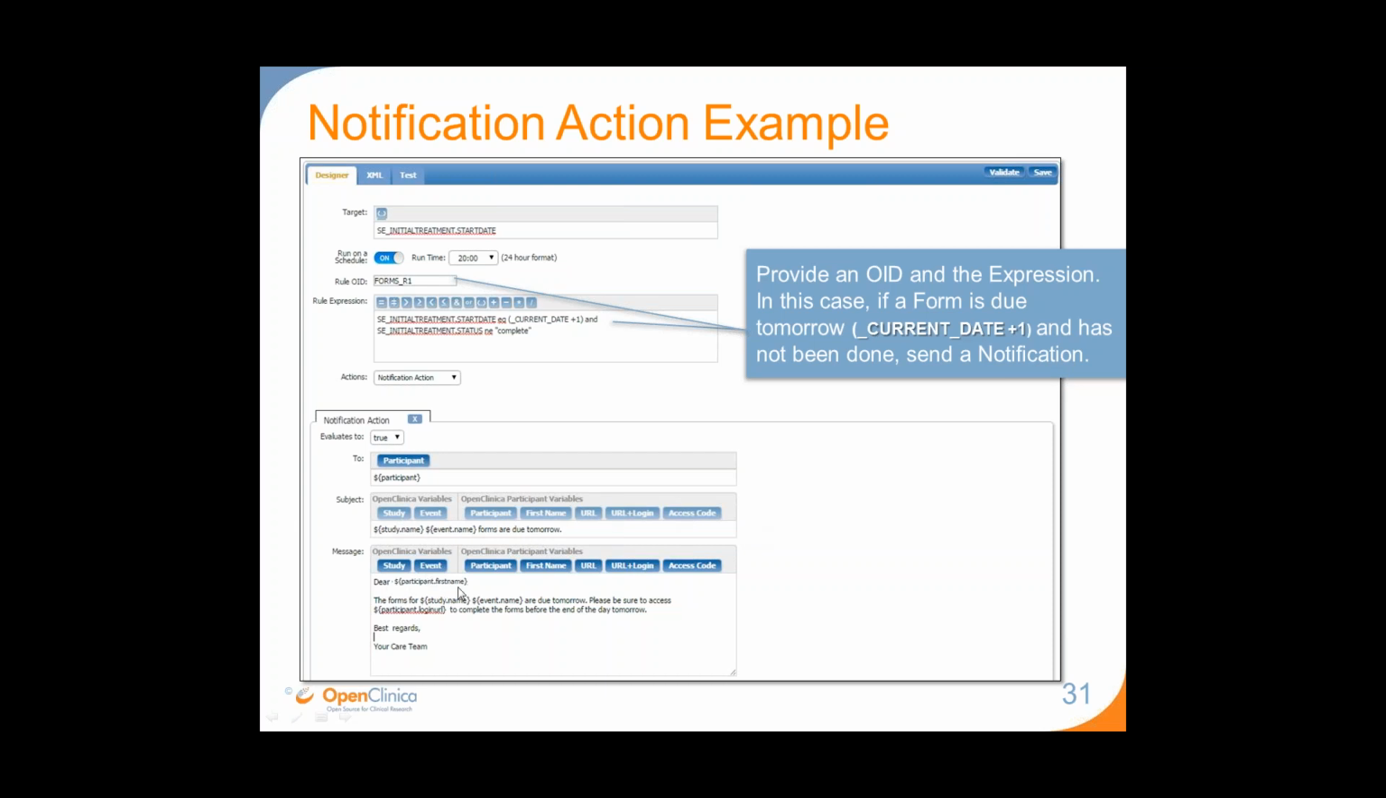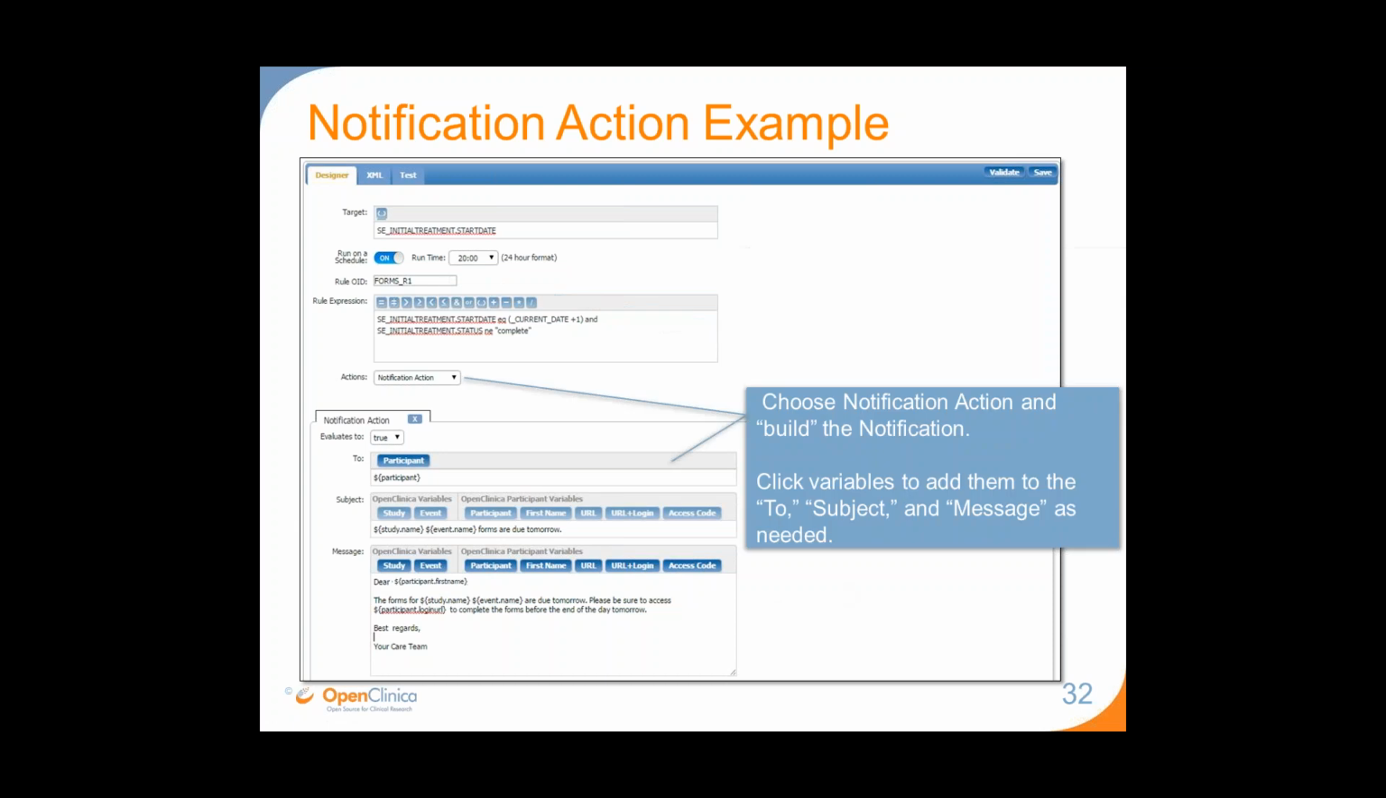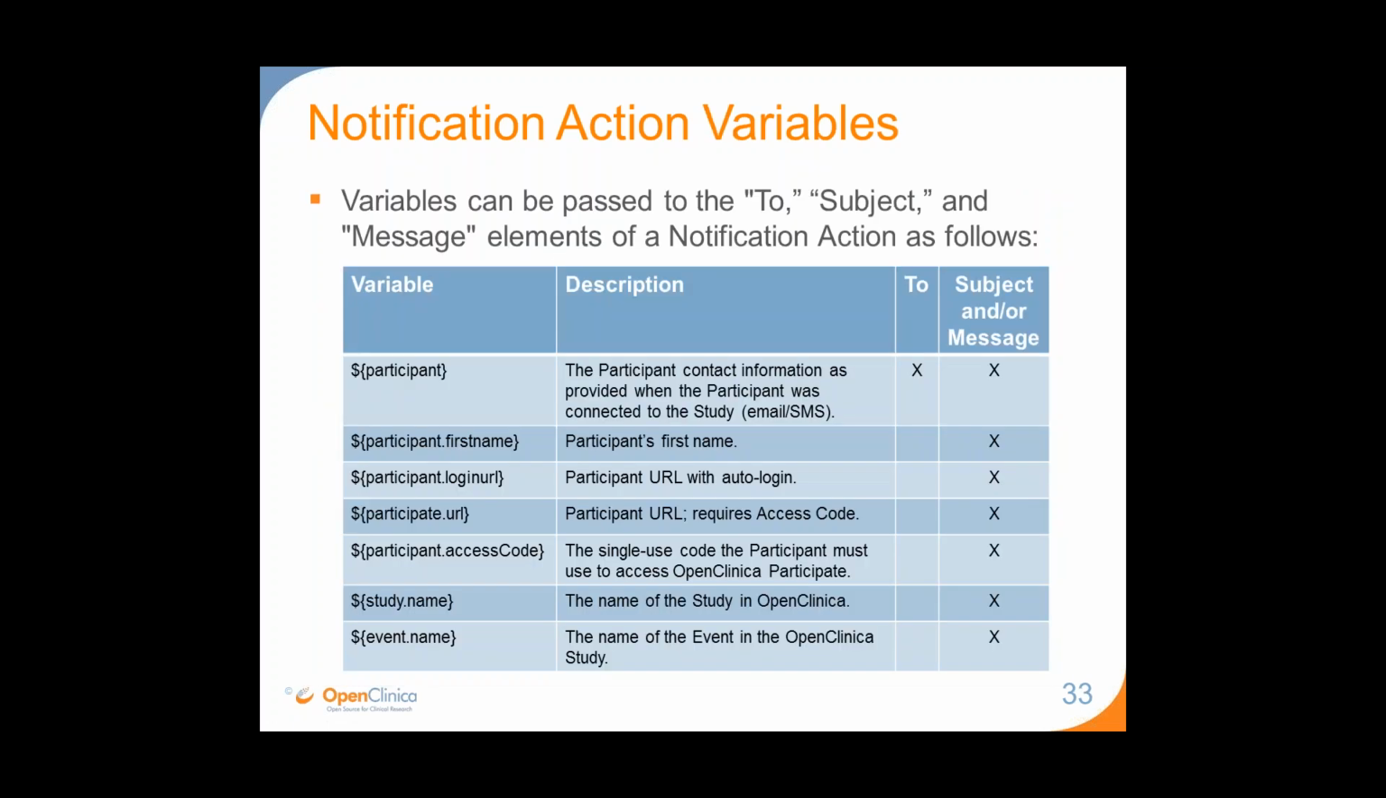Dear participant first name, it will plug their first name in and whatever the text of the message is. I can plug any of these variables into the message as I need to. The result, if I have 3 different participants who have forms that are due tomorrow, I will get 3 different notifications.